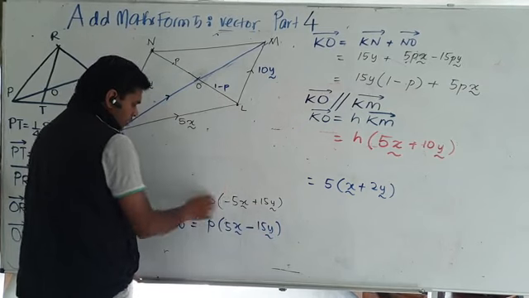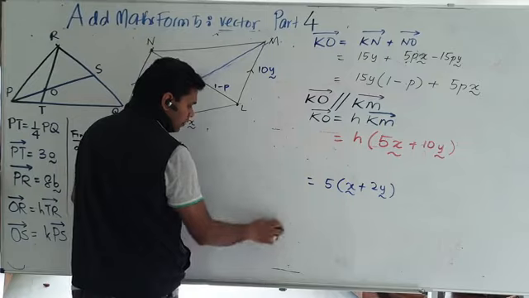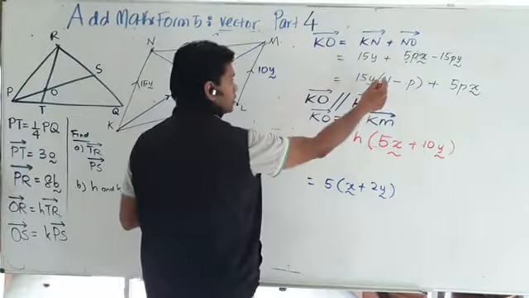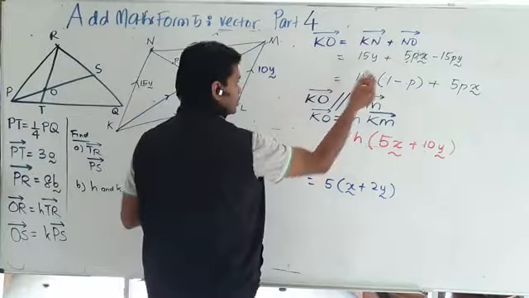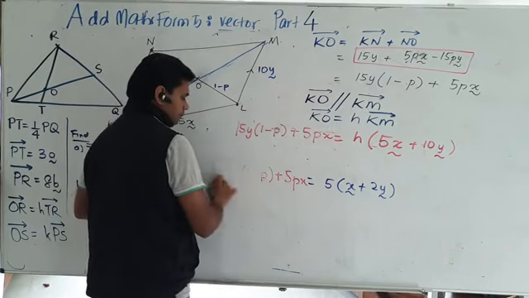What are we trying to do now? We are trying to find the value of P using the theory of collinear. So what is KO now? KO is this, or you can choose this. Let's put down 15y(1 minus p) plus 5px. So that is KO.